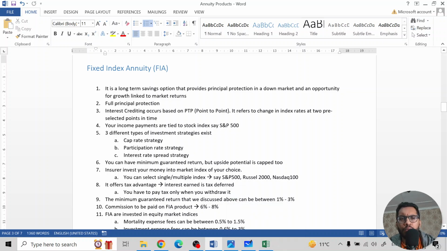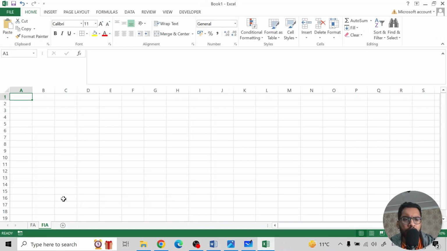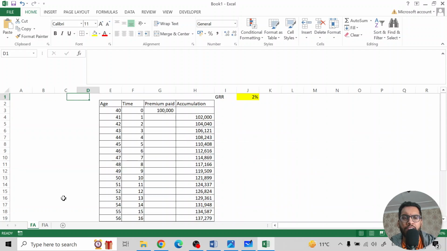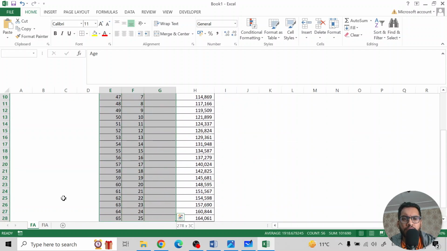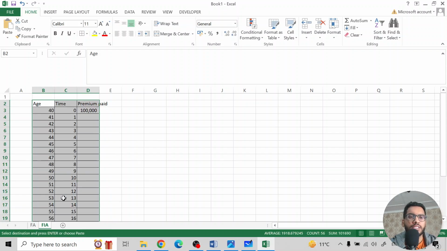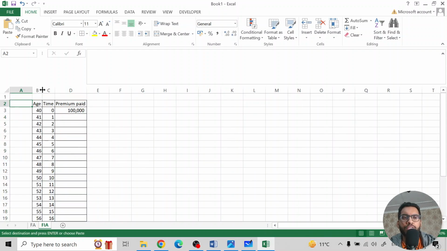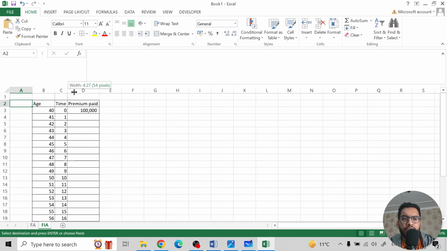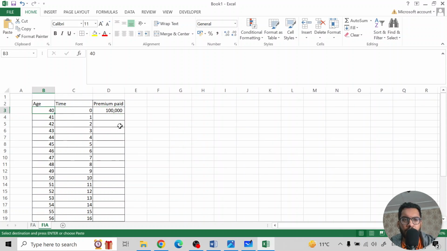Next is the full principal protection of your balance that we are going to provide you. Before I move on further, let me explain that with the help of an example. Same as our last one: let's say that at the age of 40, a person paid just $100,000, and the income payout phase will start from age 65 onwards. Premium was being paid. Then we are saying that you are going to get a return based on the external index.